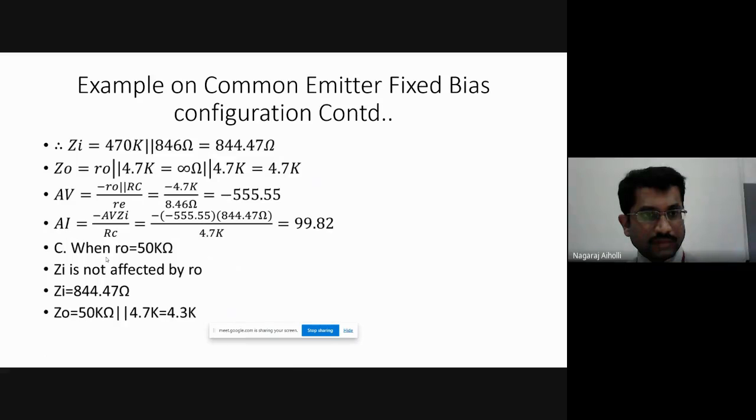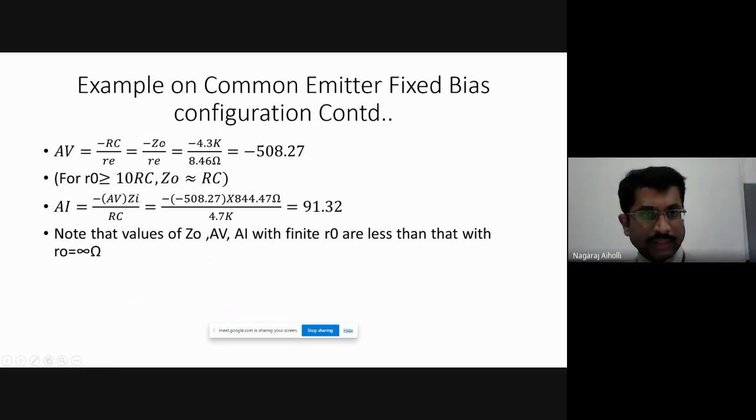Z naught is R naught parallel RC here. R naught parallel RC will be simply RC. That is what we have taken here. Z naught equal to RC.